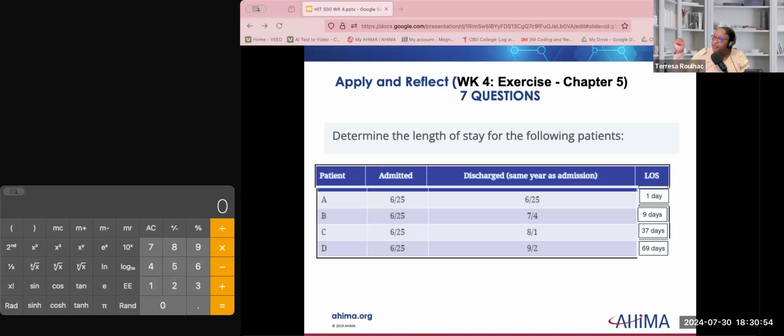So patient A, 1 day. Patient B, 9 days. Patient C, 37 days. And patient D is 69 days.